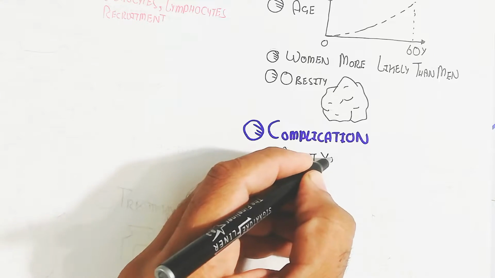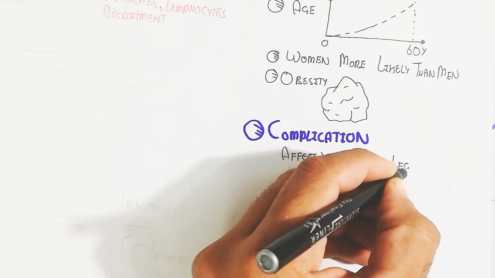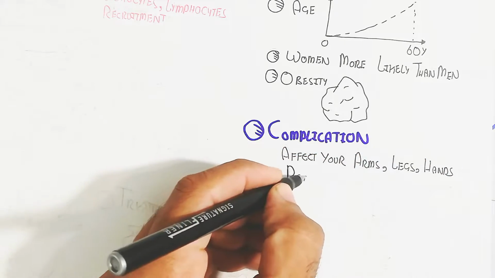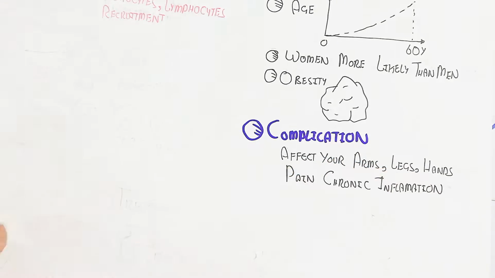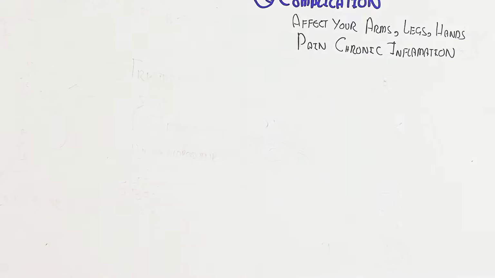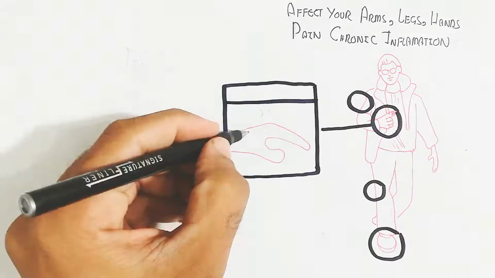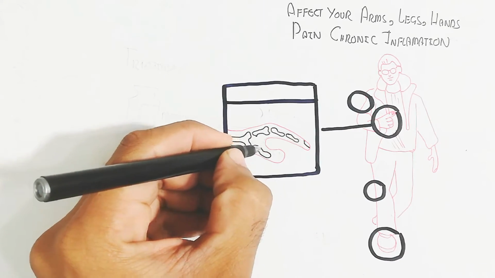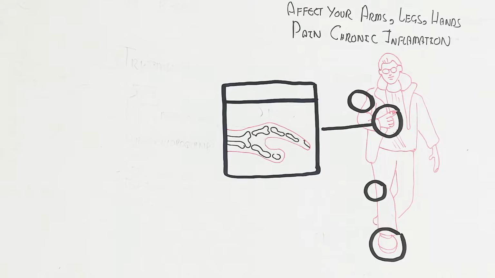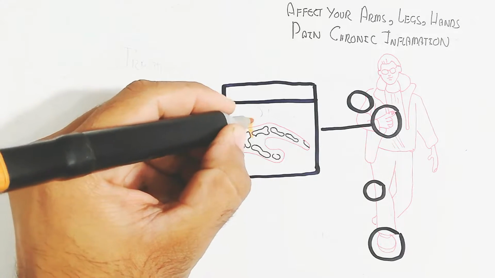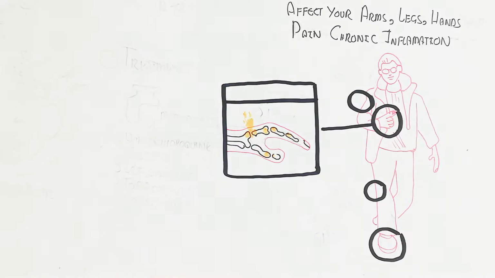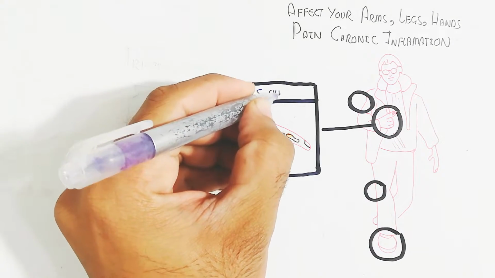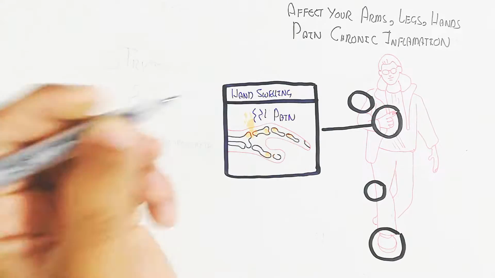Complications can affect your arms, legs, and hands, with chronic pain and inflammation. Severe pain can happen as rheumatoid arthritis progresses. The affected regions are the shoulders, legs, leg joints, and feet joints. The inflammation will lead to hand swelling and more pain, and being unable to work as usual.